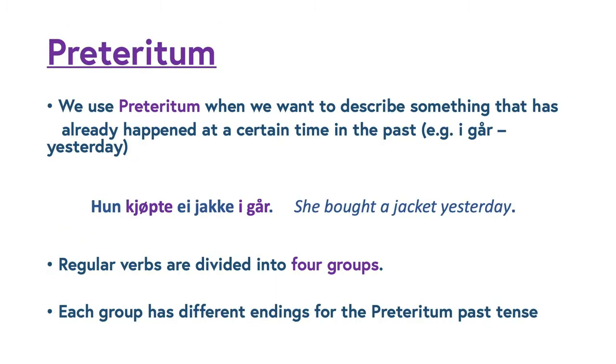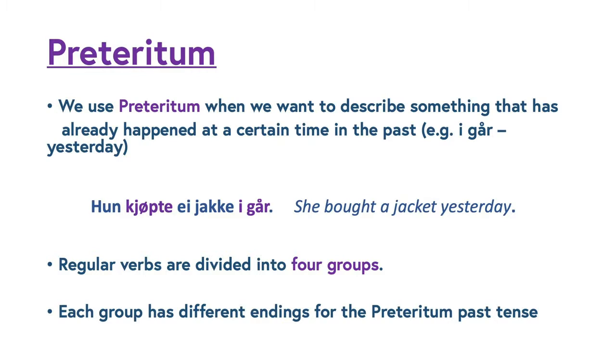Preteritum. We use preteritum when we want to describe something that has already happened at a certain time in the past. For example, yesterday, I går. Hun kjøpte ei jakke I går. She bought a jacket yesterday.